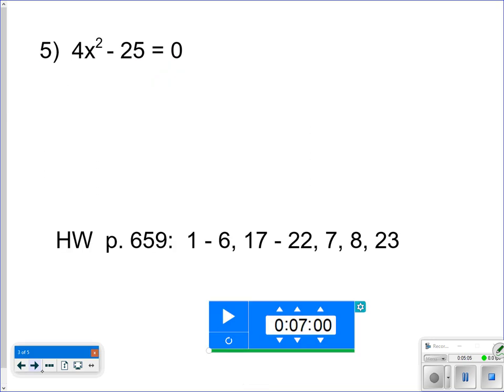All right, we're going to do one more, and then you can start working on the first half. 4x squared, so this is not by itself. We need to get this plain 25 moved to the other side.